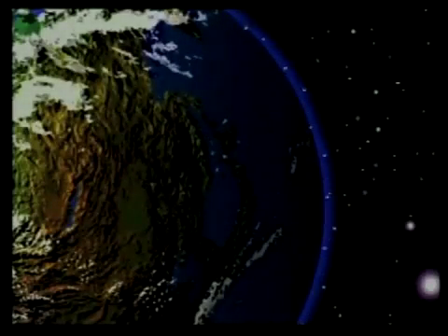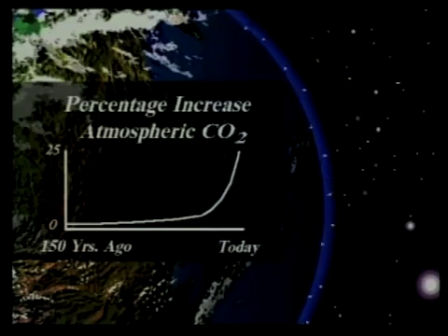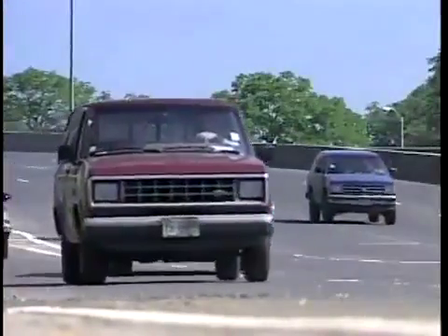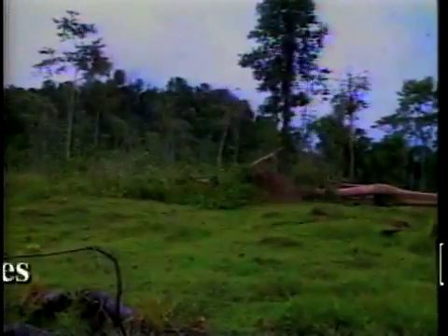Carbon dioxide, or CO2, slows the escape of heat from the Earth's surface by radiating it back to the ground. During the past 150 years, it's estimated that the atmospheric carbon dioxide level around the Earth has increased about 25%, in part a result of increased fossil fuel use, and in part the result of rainforest destruction. Rainforest trees absorb carbon dioxide.